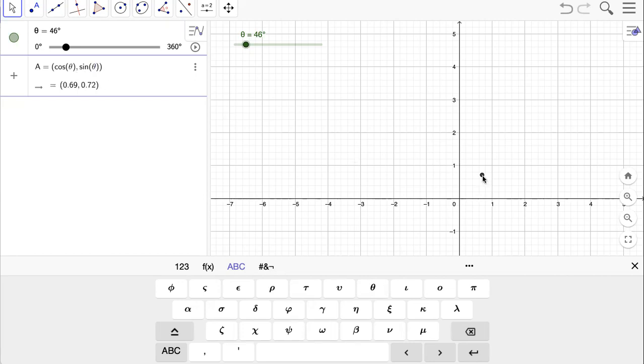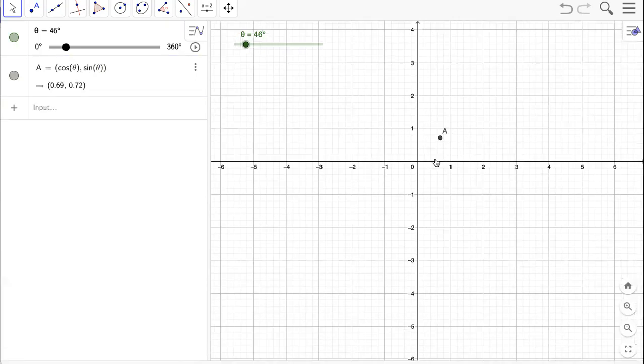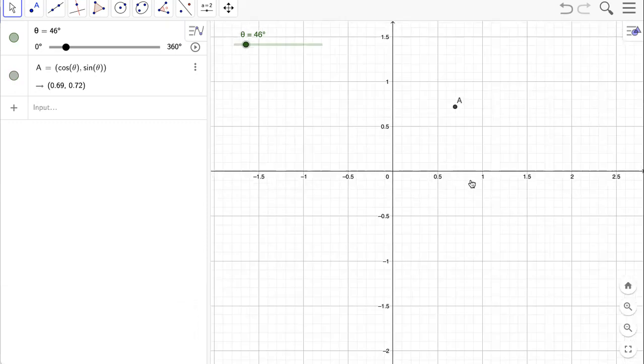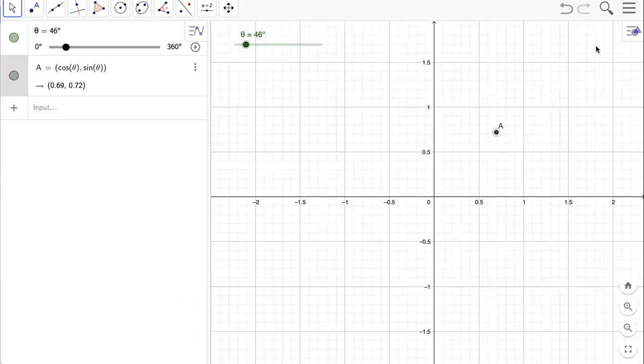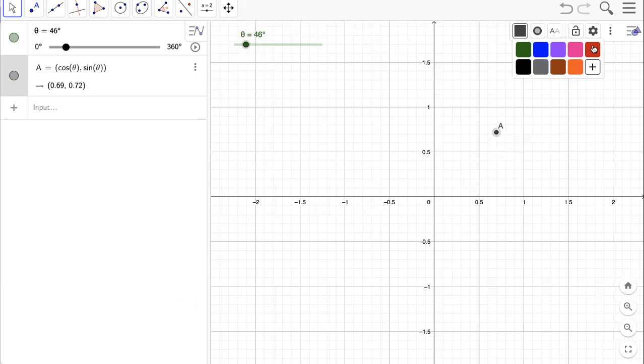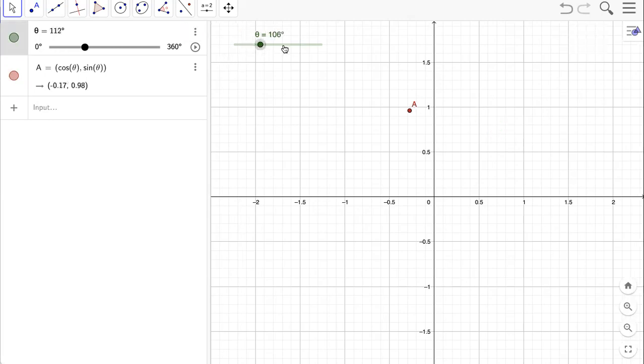Do you see this? Right. Yes. So you can scroll to zoom in, choose the point A, and change its color if you like. It's up to you. You can change the color to distinguish it. Right now, if you drag the slider, the point A will move around.